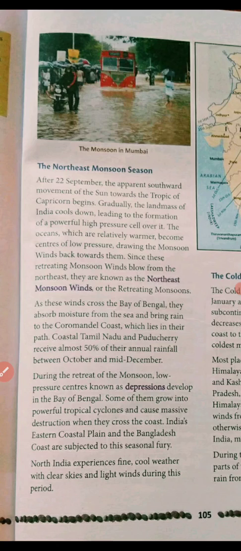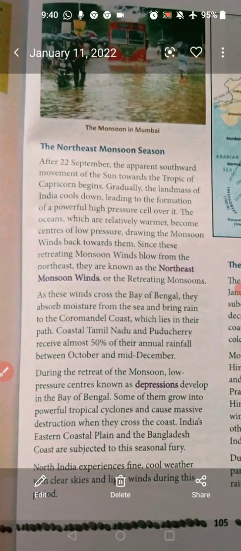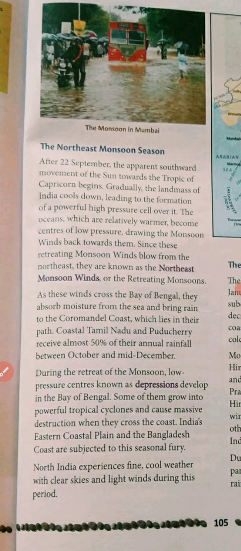Okay, so the conditions I have discussed are that the sun starts moving towards the Tropic of Capricorn and hence the pressure conditions are reversed. That is the reason for the generation of the northeast monsoon winds. Since these retreating monsoon winds blow from the northeast, they are known as northeast monsoon winds, or the retreating monsoon. Always the winds are named on the basis of the direction from which they are flowing.